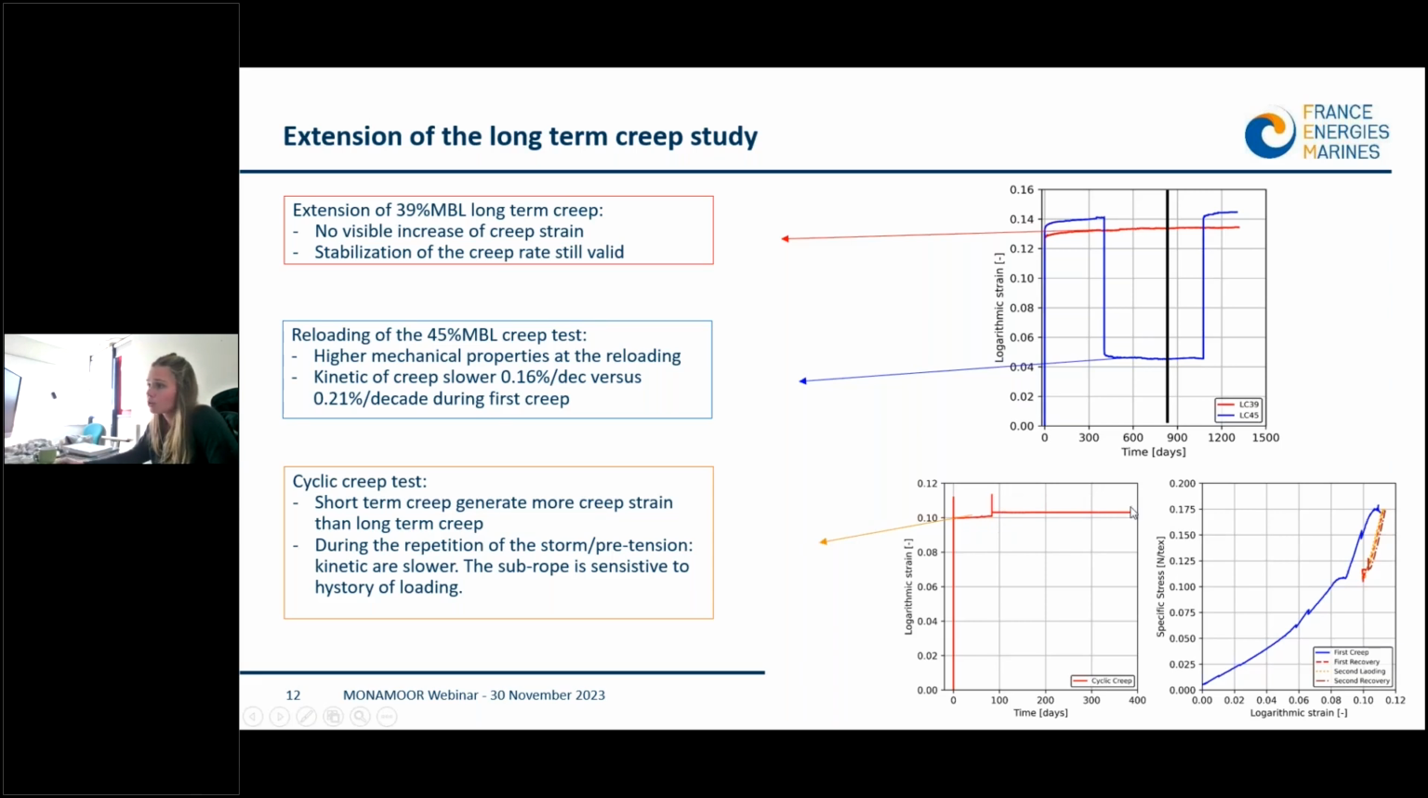more creep strain than the long-term creep strain at in-service tension. And so we should design our platform using the storm conditions. And that was our main conclusion on this test.